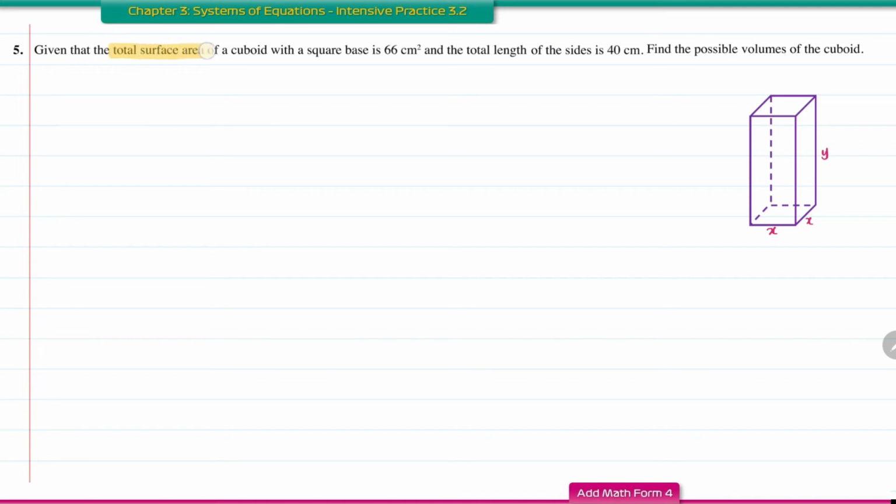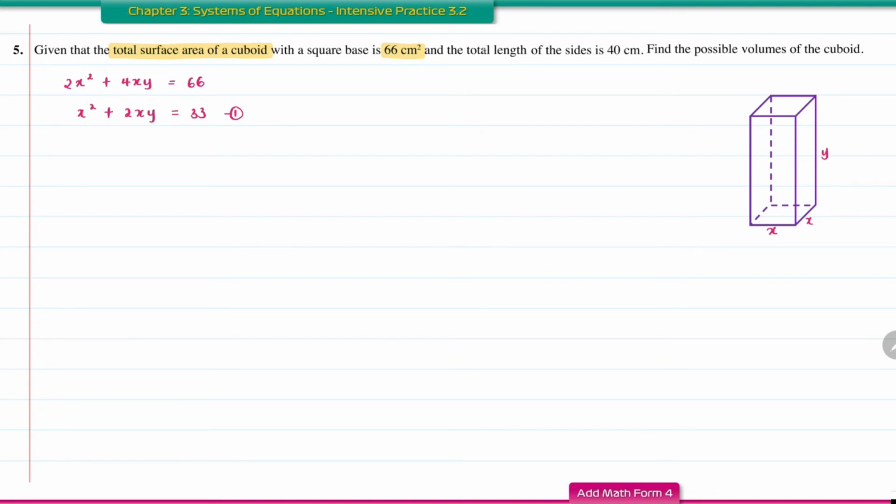So here, given that the total surface area of the cuboid is 66 centimeters square. Now, as the surface of the bottom and the top is in the form of square, therefore the area is x times x, which is x squared, and you have 2 of it. Therefore, you're going to have 2x squared. All right. And for the rectangular area is x multiplied by y, and you have 4 of it. Therefore, it's going to be 4xy. So when we sum up the total surface area, it is equal to 66. So here I can simplify it by dividing every term with number 2. Therefore, x squared plus 2xy equal to 33. Alright, so this will be our first equations.